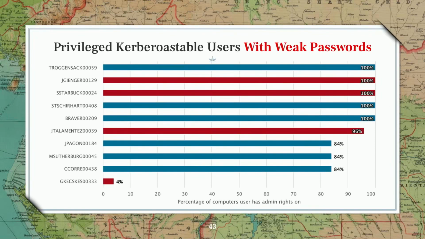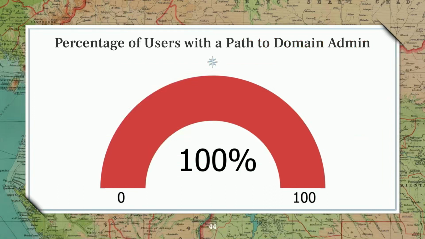You need to fix this immediately. There was a customer that we did this for recently, and there was a user that had admin rights on 97% of their systems. His password was changed, let's just say, a long time ago. We showed them this chart, and they deleted the user within the hour. And a huge amount of attack surface was removed basically instantaneously. So a pretty big win.